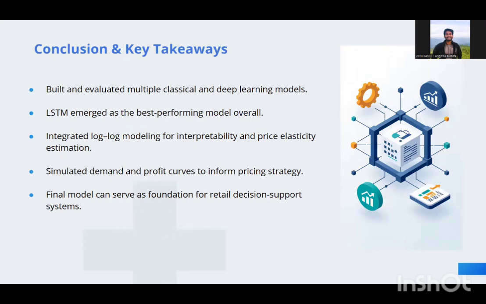Now, as we have seen through our presentation, we applied both classical and deep learning models to forecast demand and optimize pricing. The LSTM with tanh and RMSprop was the best performer in both accuracy and reliability. As you have seen, this project not only predicts the demand, but it also empowers retailers to make data-driven pricing decisions, building the foundation of real-world pricing.